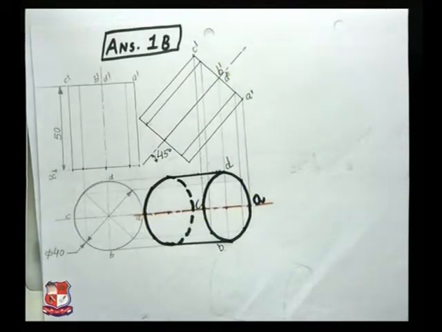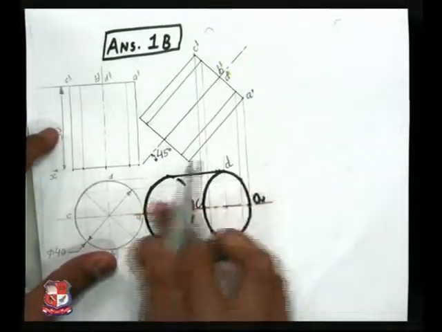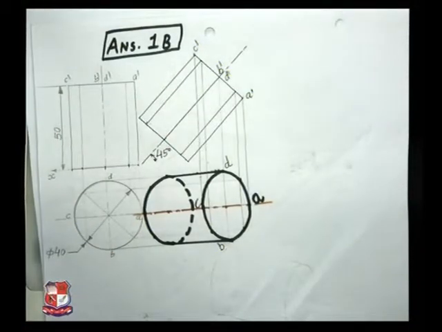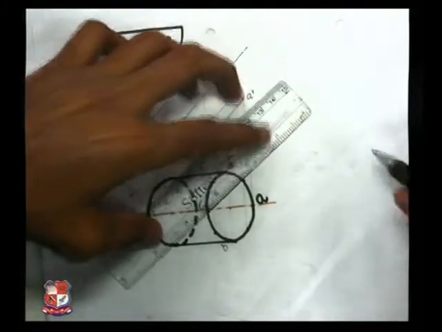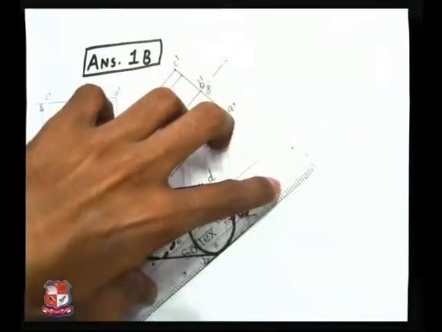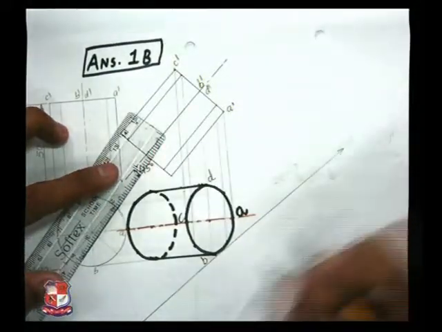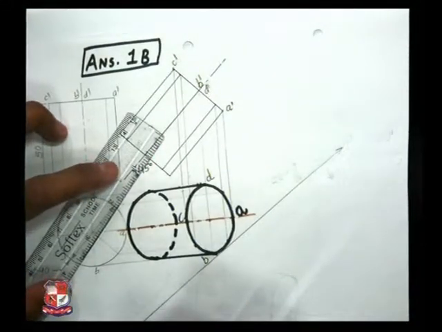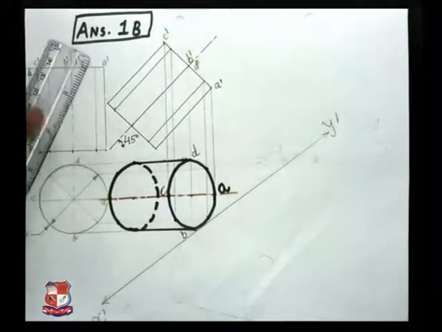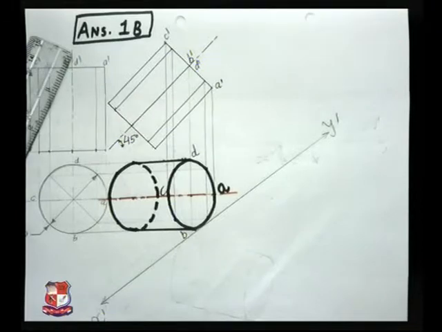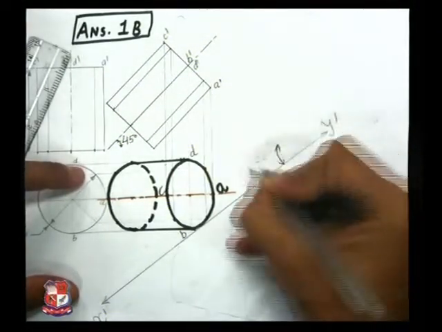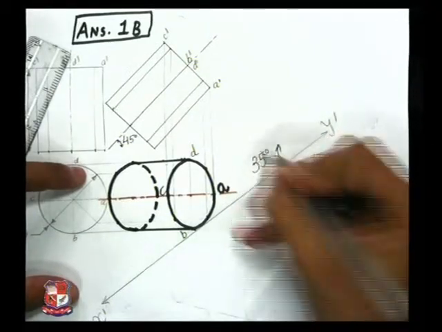So we have to tilt this top view in such a way that its axis makes an angle of 35 degree with XY line. So instead of tilting the object, just let me tilt the reference line, that is XY line, at an angle of 35 degree with XY line. So that draw reference line X dash, Y dash like this, such that the angle of this X dash Y dash line with XY line is 35 degree. So this angle is 35 degree.